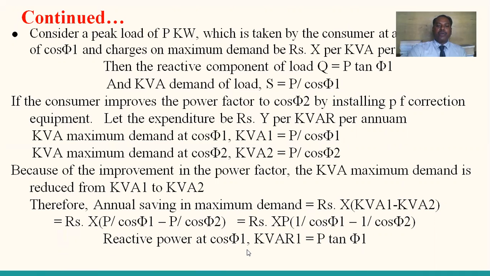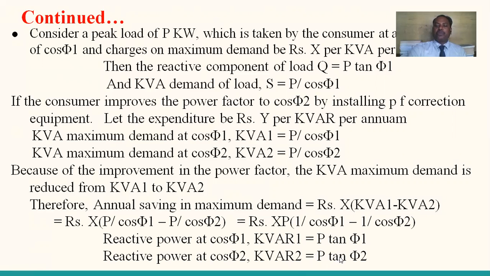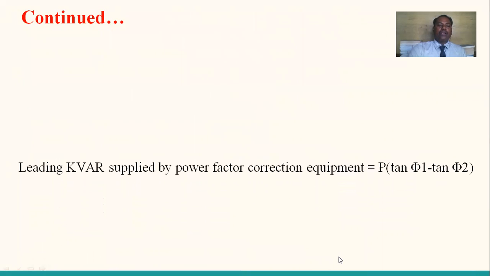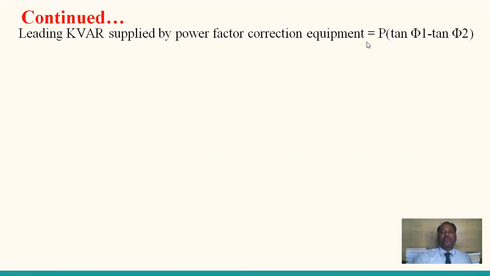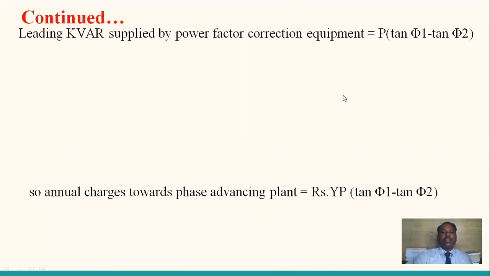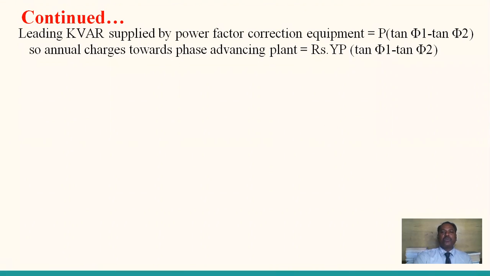And the reactive power at cos φ1, kVAR1, is equal to P tan φ1. The reactive power at cos φ2, kVAR2, is equal to P into tan φ2. Therefore, the leading kVA supplied by the power factor correction equipment is P into (tan φ1 minus tan φ2). So the annual charges towards the phase advancing circuit are rupees Y per kVA, multiplied with the leading kVA, that is rupees YP into (tan φ1 minus tan φ2).